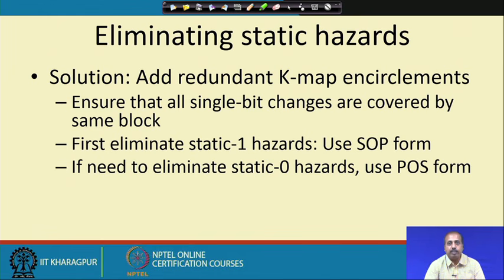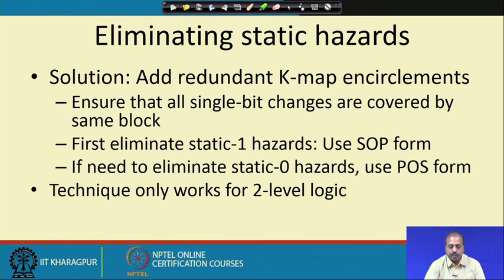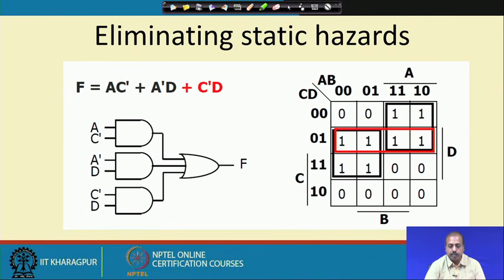So, it will eliminate static 1 hazard using the sum of product form. If there is a static 0 hazard also, then we have to use the POS form, product of sum form. So, the process becomes complex. First you do encirclement and make the SOP form, and then if you find that static 0 hazard is also there, you have to use the product of sum form and again do the encirclement in that fashion. But unfortunately, this technique works only for 2 level logic. For multi level logic there is no solution to the static hazard problem, so if it occurs, you have to be careful there.